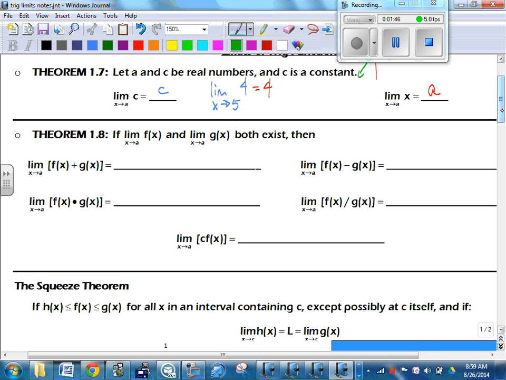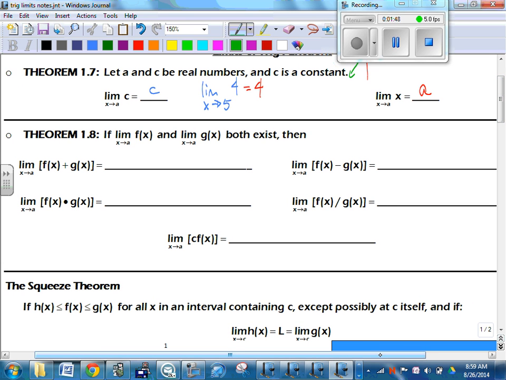Now, a couple properties down here that we'll see are very similar to some properties that we see throughout the year with different things like derivatives and integrals. Here it says if the limit as x approaches a of f of x and limit as x approaches a of g of x both exist, then the following also exists. So this first one, limit as x approaches a of f of x plus g of x, we have the sum of two functions that we're trying to take the limit of.